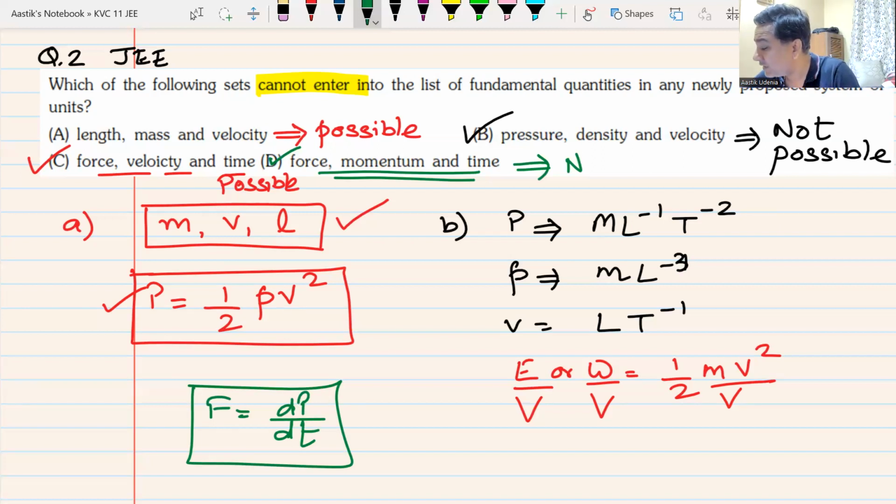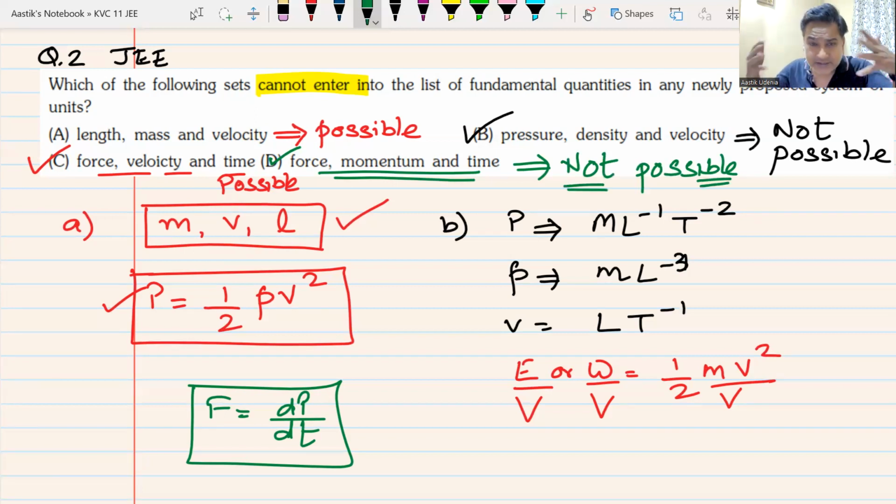I've said the entire reverse. Force, momentum, and time are not dependent, and therefore this system is not possible. If I have three physical quantities and they are dependent on each other, the system is not possible. If they are not dependent on each other, then the system is possible.